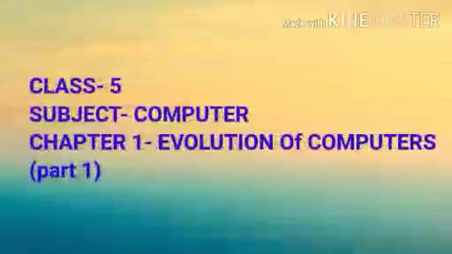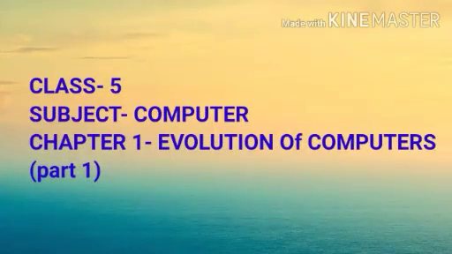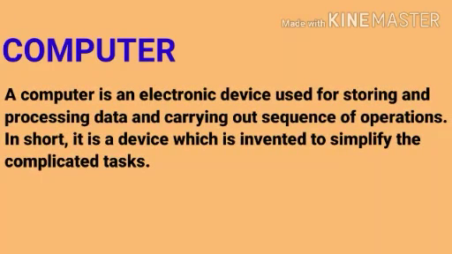Hello students, today in this video we will be learning a lesson from a computer book, that is chapter number 1, Evolution of Computers. Before learning about evolution of computers, first let us know the definition of a computer. What is a computer? A computer is an electronic device used for storing and processing data and carrying out a sequence of operations. In short, it is a device which is invented to simplify complicated tasks.